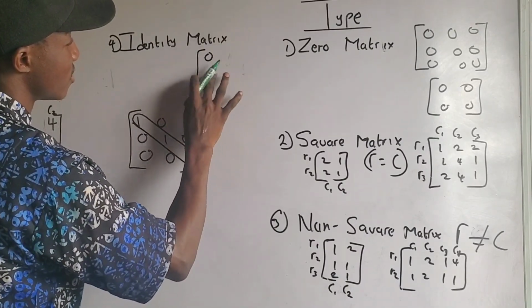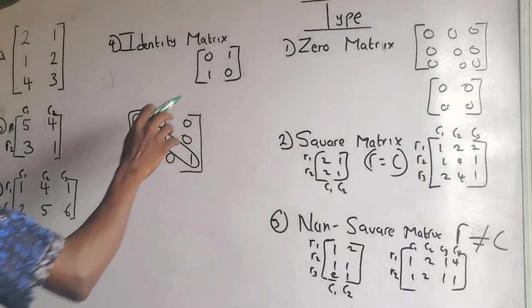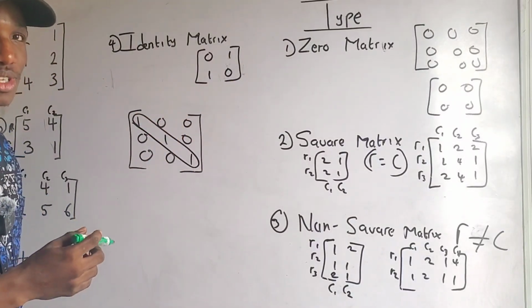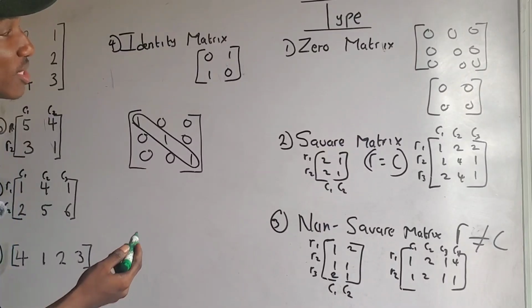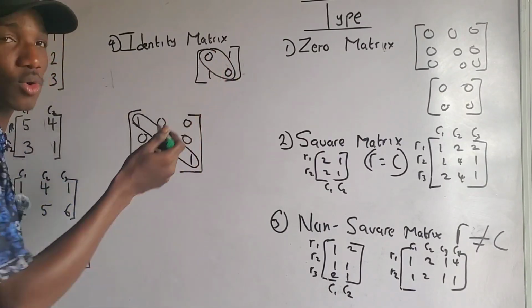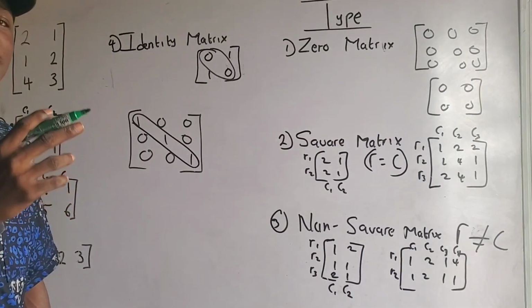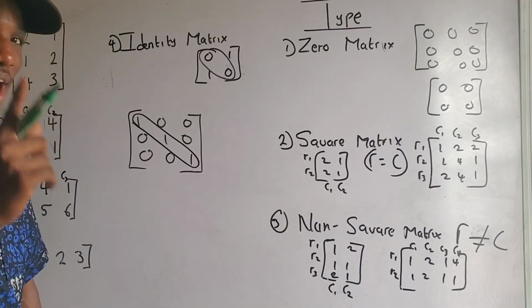0 1 1 0. Can this matrix be regarded as identity matrix? No. The reason is because the elements in the leading diagonal are zeros, and the condition for which to call a matrix identity matrix is that the elements in the leading diagonal must be what? Must be 1. You understand?